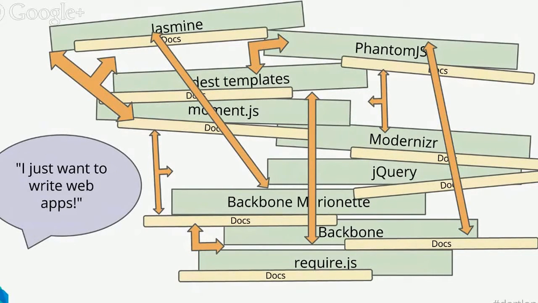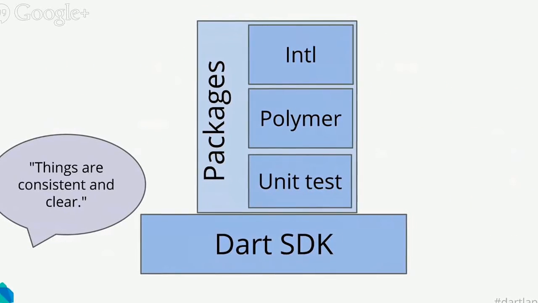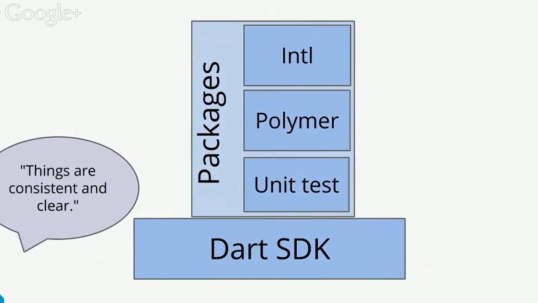So this is exactly where Dart comes into play. Dart gives you an SDK. It's not just the language that Dart provides you, it's also the packages. It also provides you a testing framework. It provides the next gen HTML specifications like Polymer. It helps you use internationalization in your applications. With all this, things are more consistent, and it will be clearer for you to build a single web application.